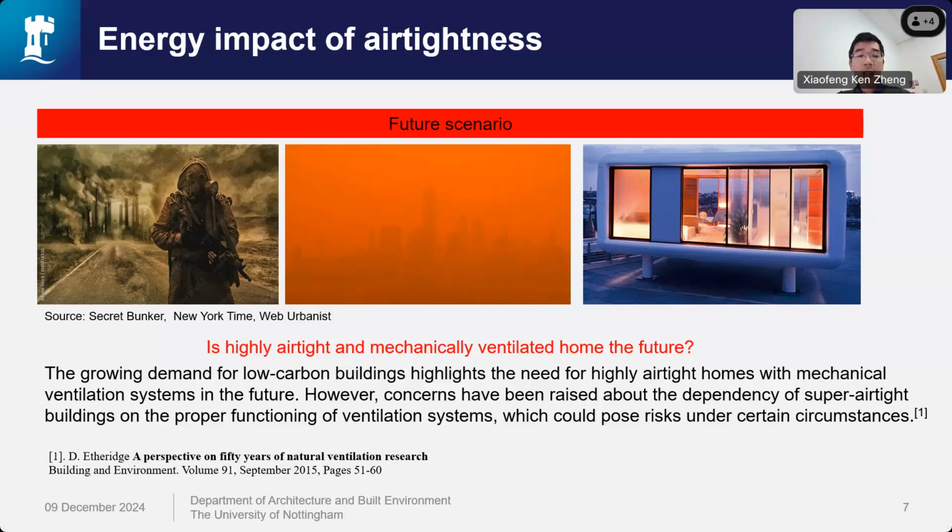So while airtight mechanically ventilated homes offer energy efficiency and controlled air quality, the reliance on ventilation systems raises concerns about vulnerability during power outages or system failures. To address these concerns, the future trend may involve a balanced approach integrating airtight designs and mechanical ventilation systems with fail-safe mechanisms, natural ventilation options, and robust maintenance protocols. Such hybrid solutions would aim to combine energy efficiency and resilience while addressing potential vulnerability.